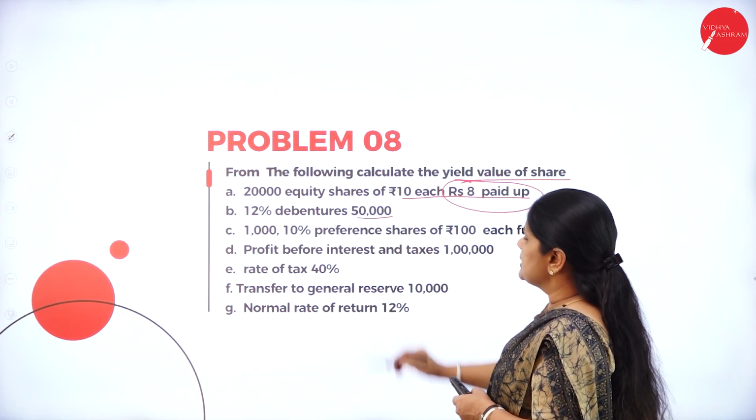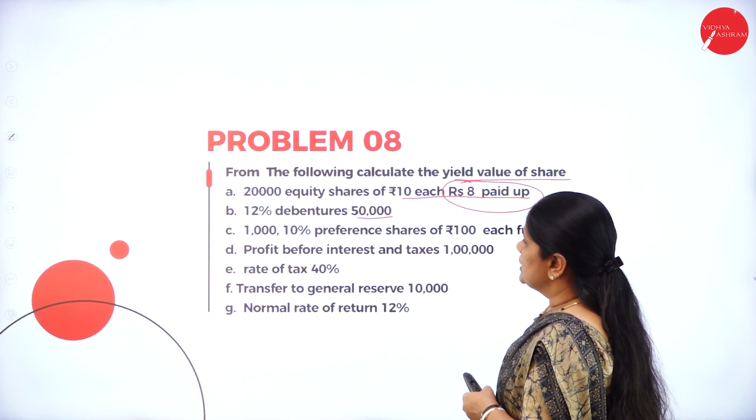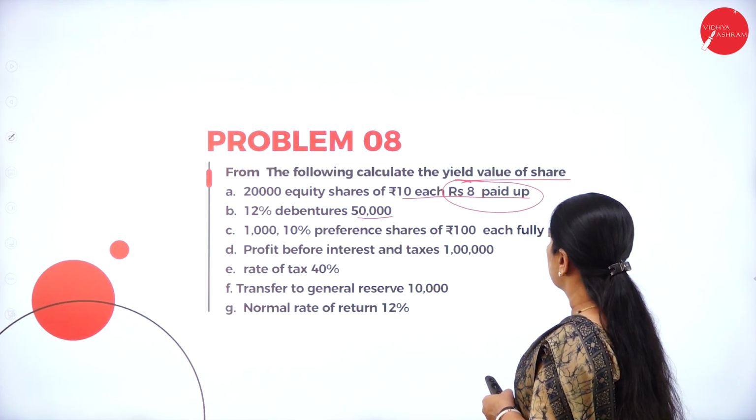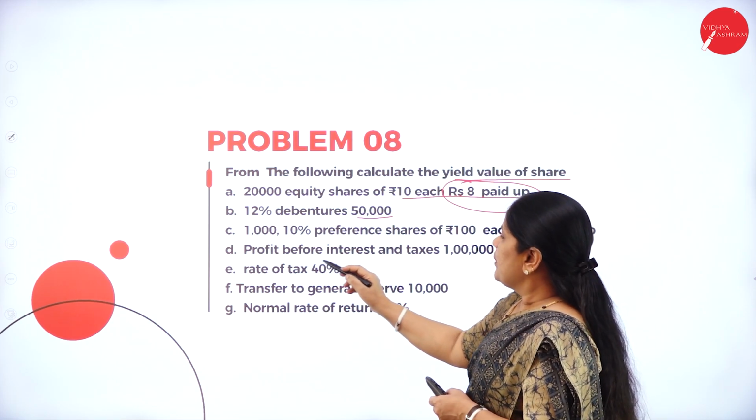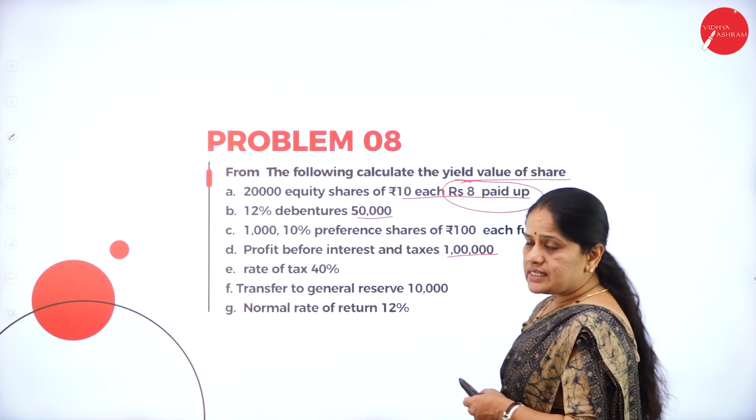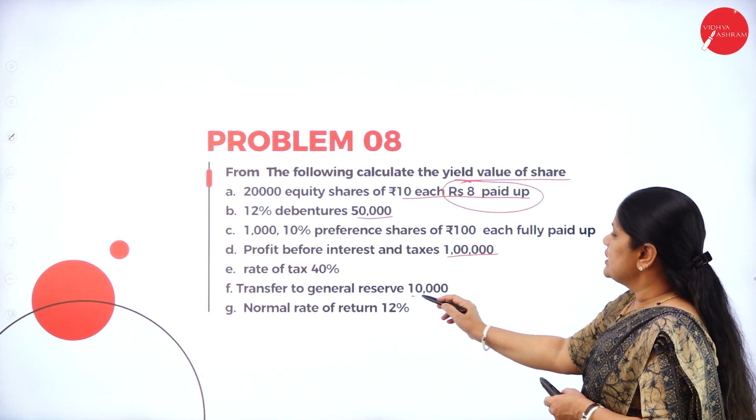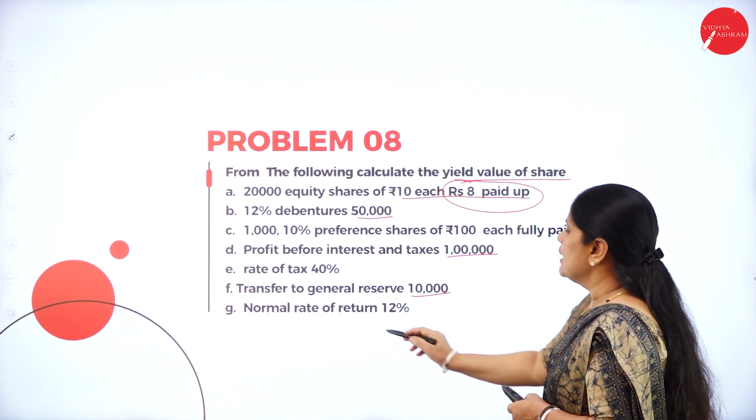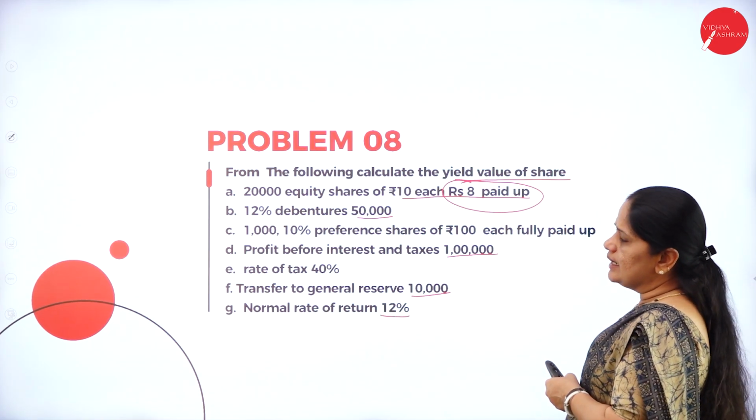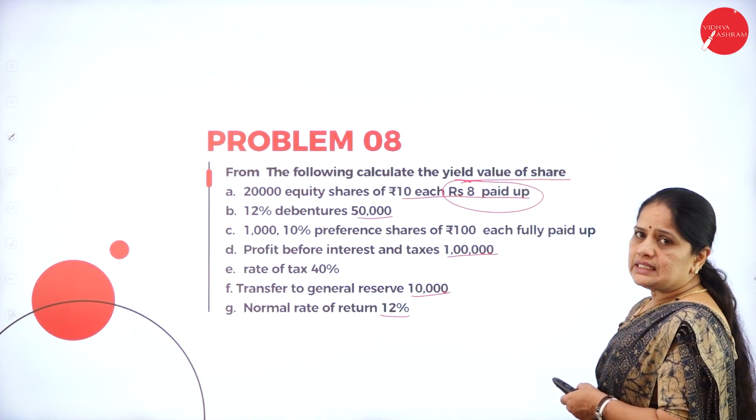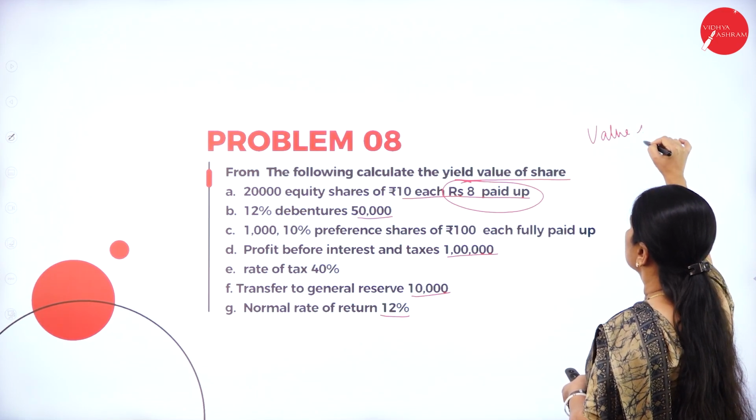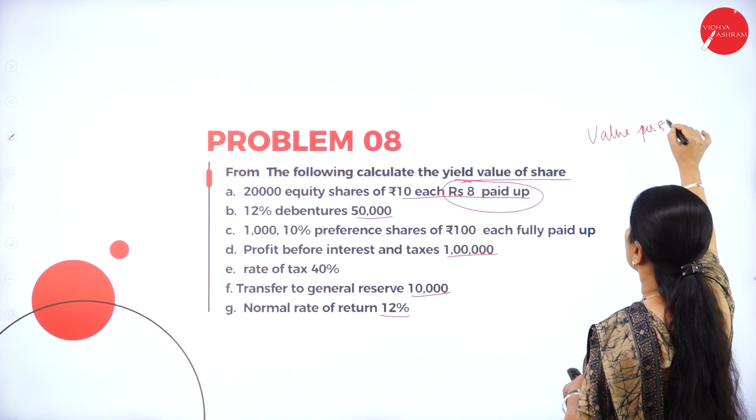Then we have the 12% debentures, rupees 50,000, 1,000, 10% preference shares of rupees 100 each fully paid. Profit before interest and tax is rupees 1 lakh. Rate of tax is 40%. Transfer to reserve is rupees 10,000. Normal rate of return is 12%. So, this is the given data. Based on this, we have to calculate the value per share.